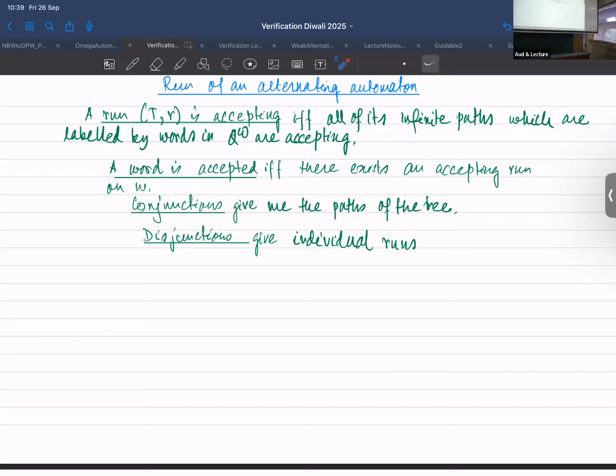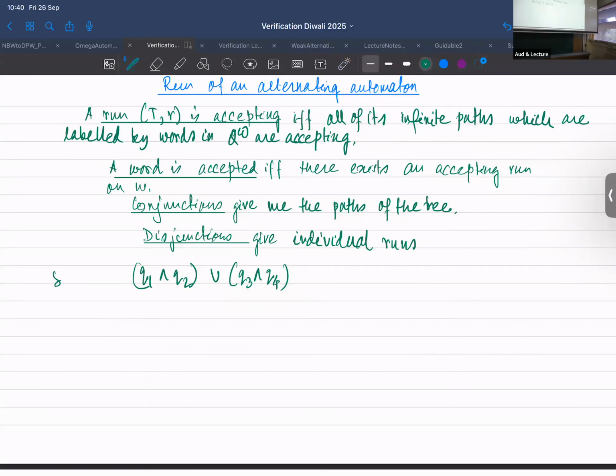Yeah, I mean, for example, now when I say that there is a run, then you have already kind of resolved the disjunctions. So suppose you had Q1 and Q2 or Q3 and Q4, so in a run you are either considering this part, or you can consider another run in which you are having this part, right?